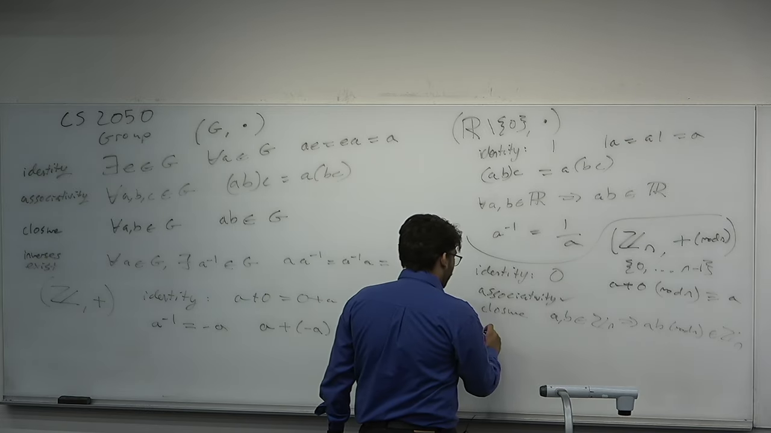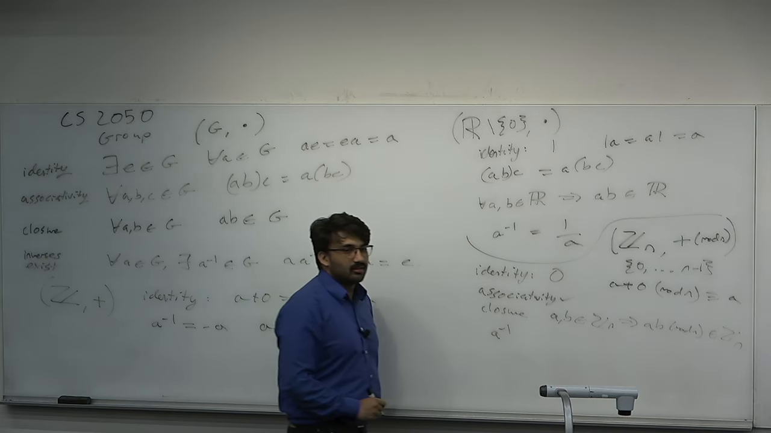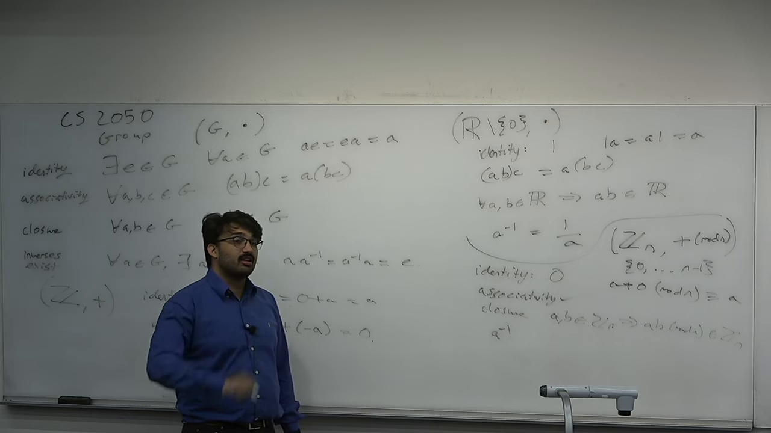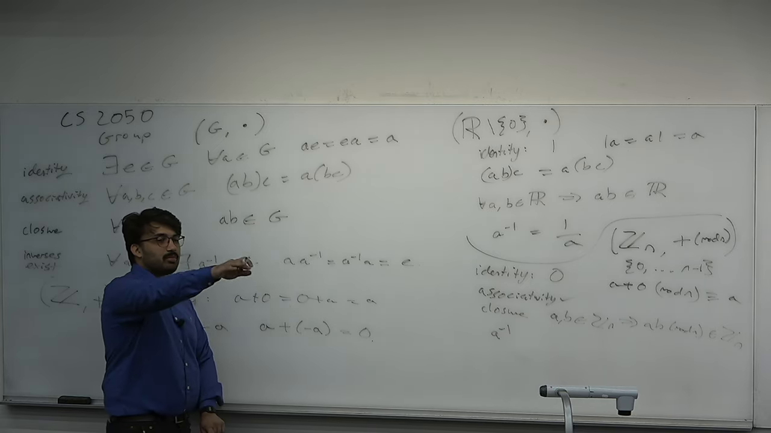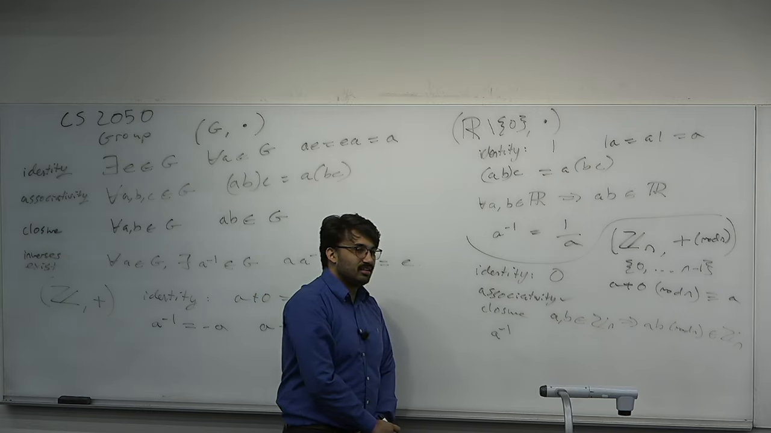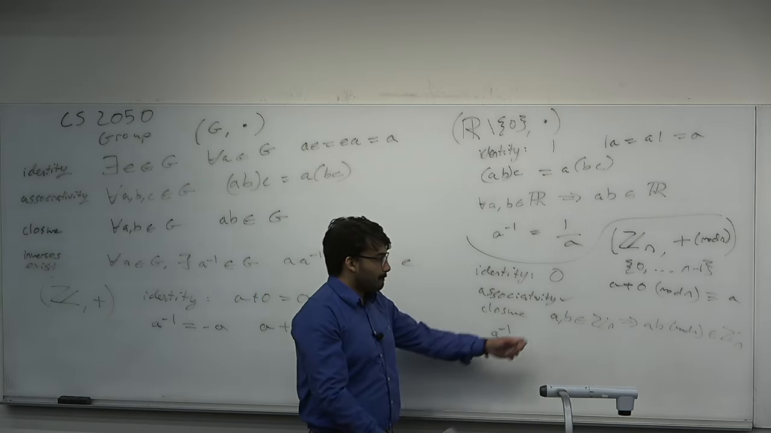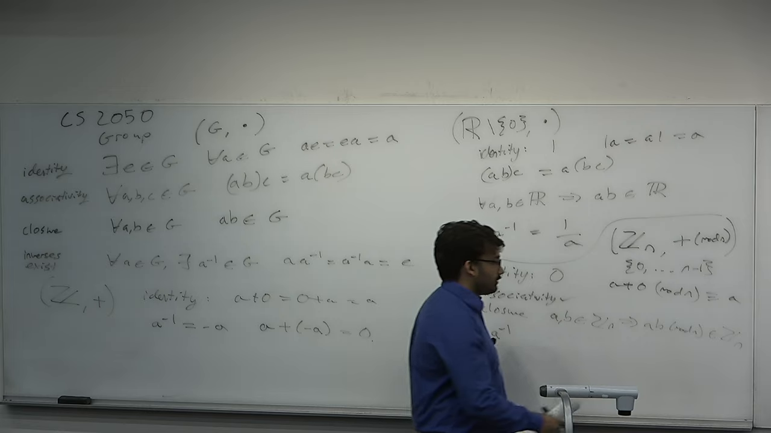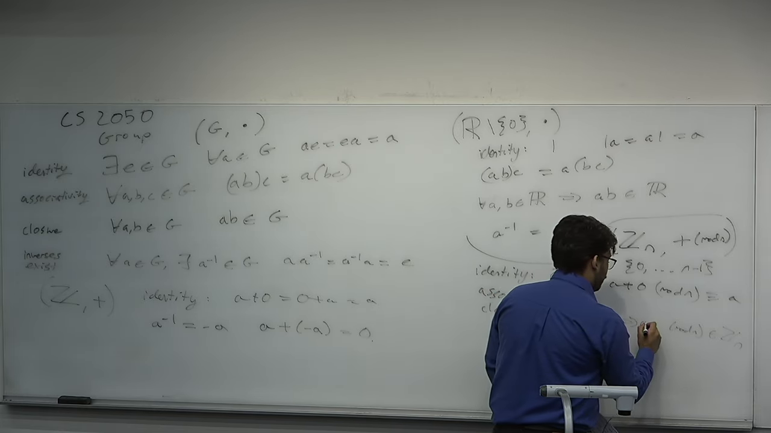Inverses exist. What is the inverse of A for any element A? This one's tricky because we're working multiplicatively. Yes? I just have a question about the last statement. For that closure part, why is it A times B mod n instead of A plus B? Oh, yes. Thank you.